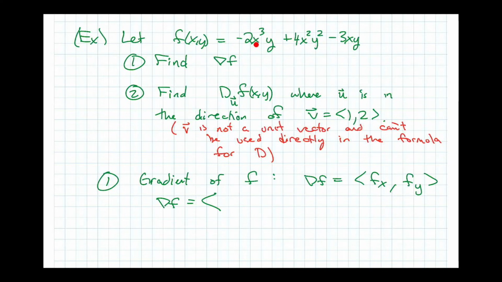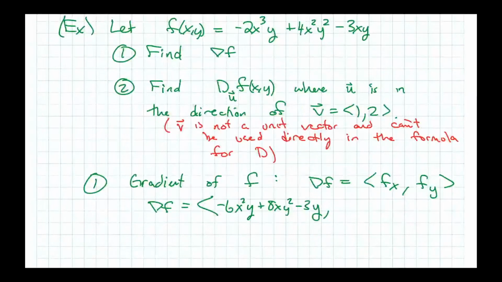All right, we're taking a derivative with respect to x. So here, there's only one x, it's right there. Derivative of x cubed, of course, is 3x squared. So we're going to end up with negative 6x squared y plus, now we need the derivative here. So the derivative of x squared, of course, is 2x. So we're going to end up with 8xy squared. We got another x. The derivative of negative 3xy is going to be negative 3y, right? Because the derivative of x is 1, so it's going to disappear.